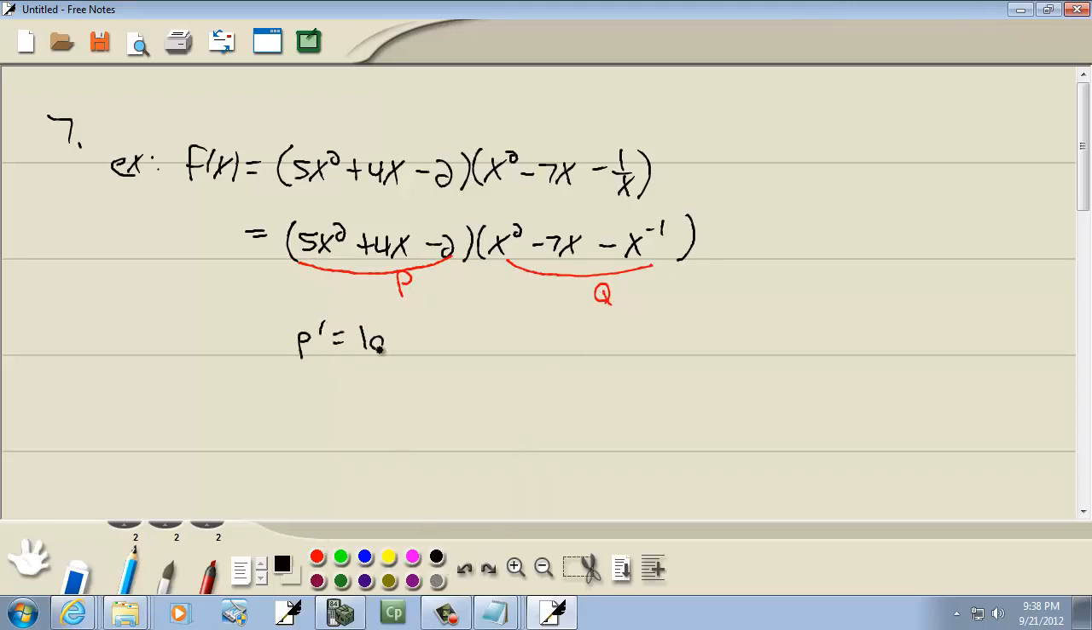P prime will be 10x plus 4. Q prime, 2x minus 7. Now in this one, I'll take the power, put it out in front, and then lower it by 1. So this gives us 2x minus 7. Negative times negative is positive. Now I'm going to take that x to negative 2 back downstairs, so this becomes 1 over x squared.